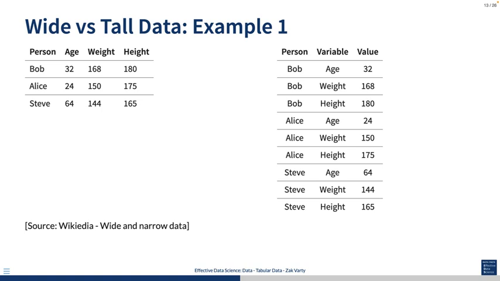So in this first example, we're storing the exact same information in two different ways. On the left-hand side, we have a wide format, and on the right-hand side, we have a tall format. On the left-hand side, we have one row for each person and one column for each observation. While on the right-hand side, each person is repeated multiple times so that we have a single row for every value that is recorded.